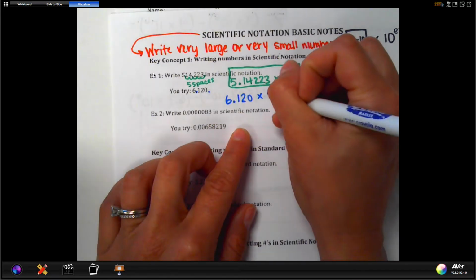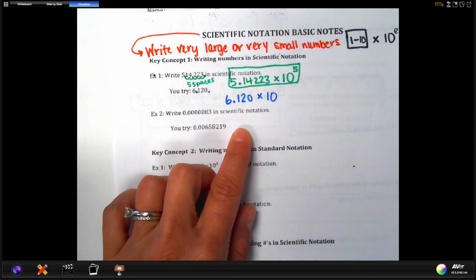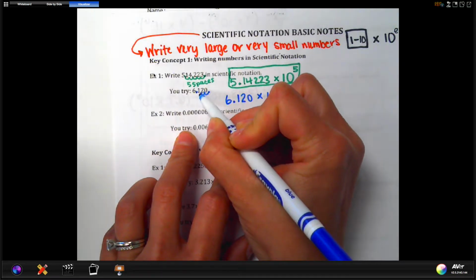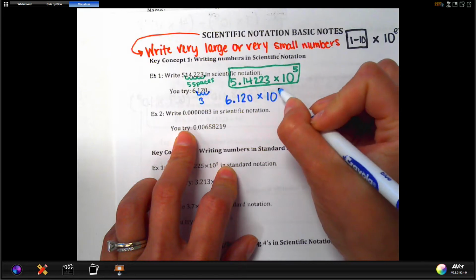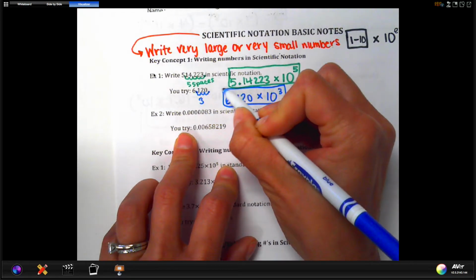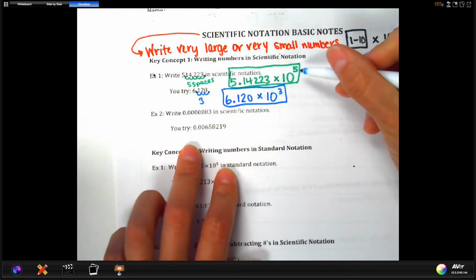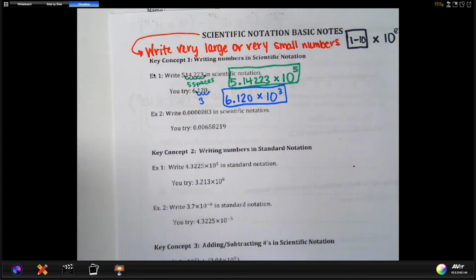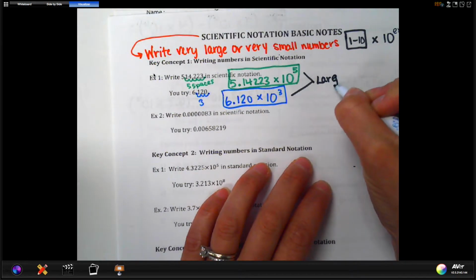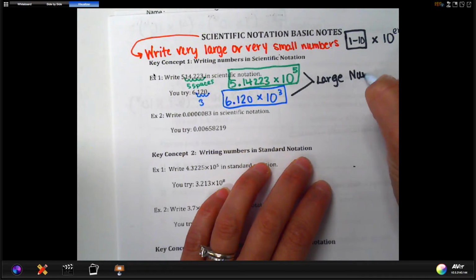Times 10. Always times 10. And how many spaces did we move the decimal? 1, 2, 3 spaces, so our exponent will be 3. And that's our answer. Now notice on these, our exponent was positive. The reason the exponent was positive is because we were working with very large numbers, okay? So when we're working with large numbers, our exponent will be positive.